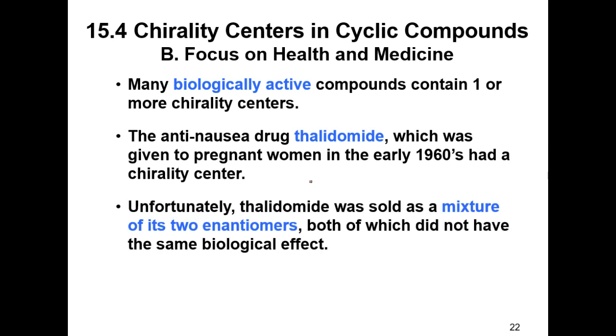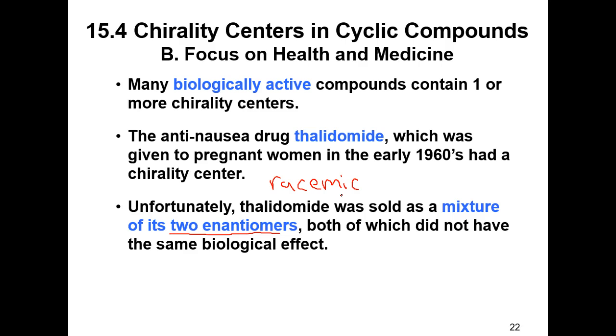What was happening is that one of the enantiomers was stopping the morning sickness, but the other enantiomer was causing the birth defects, because it was sold as a mixture of the two enantiomers. That's called a racemic mixture. Now, your book does not talk about this, but being in the health field, I think this is important because lots of drugs that are given are either in the racemic form or in the one enantiomer form. What pharmaceutical companies have to do is test both enantiomers and make sure that they're both safe, because it could be that one of them cures cancer, but the other one causes cancer.